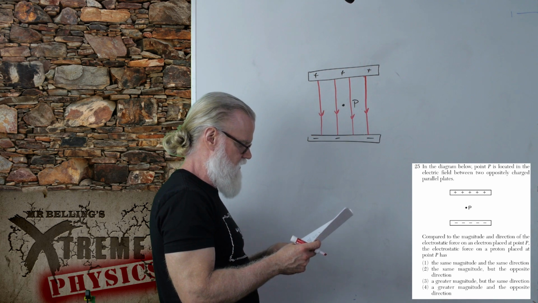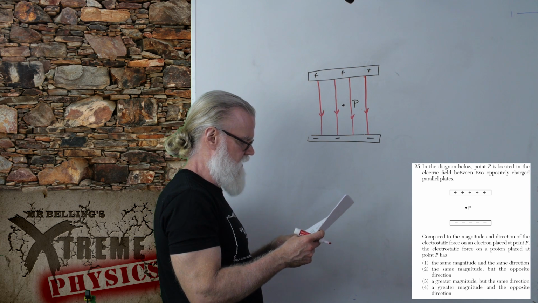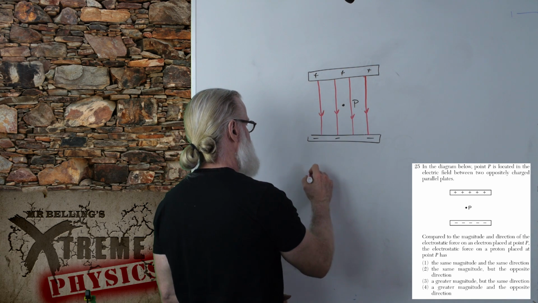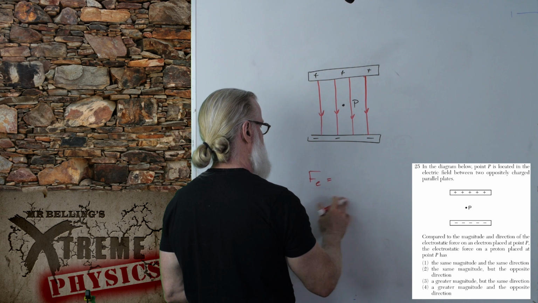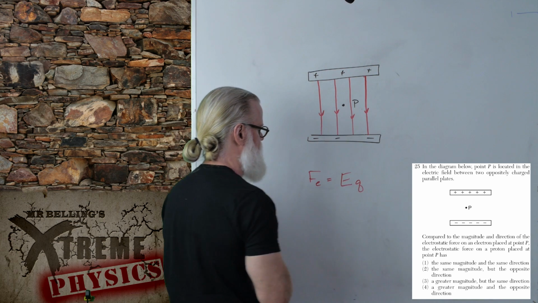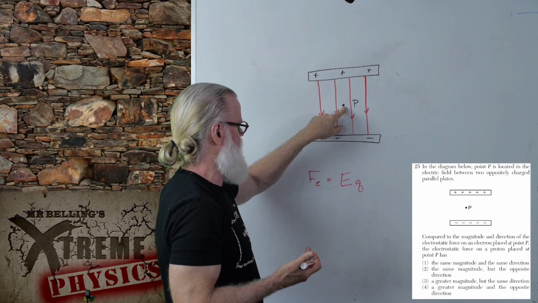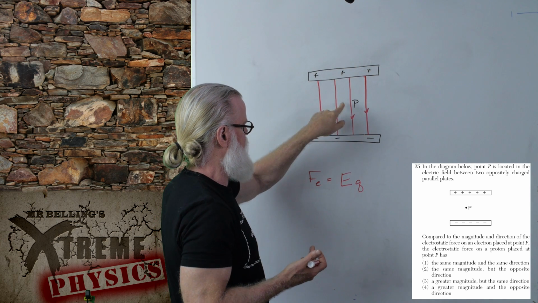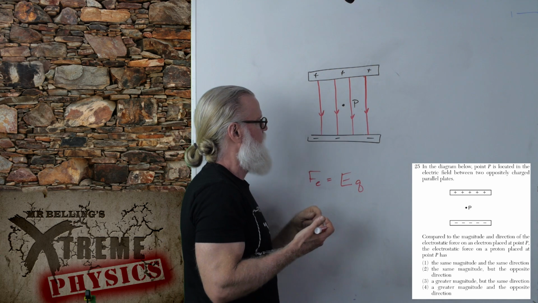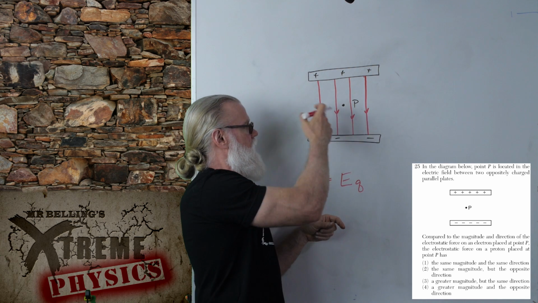Compared to the magnitude and the direction of the electrostatic force on an electron at P, the electrostatic force on a proton at P is what? All right. The electrostatic force is going to be the electric field times the charge, right? So the electric field is the same. Now the electric field is what it is. They didn't tell us how much it was here, and if I put a proton here, it's going to feel a force depending on its charge, and an electron's going to feel a force.